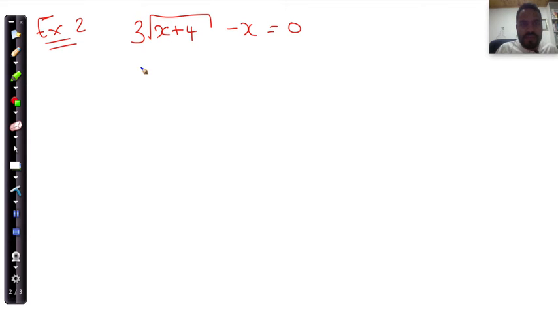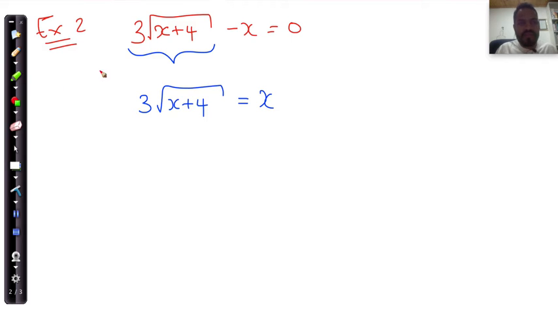Okay, so let's go back to this and let's look at the strategy when we have equations with roots. The first thing to do is to isolate the root, and isolate means we want this thing all on its own. So I've got 3 multiplied by root of x plus 4 is equal to x. That thing can go over to the other side, or I can just add x to both sides of the equation, and that's what it yields.